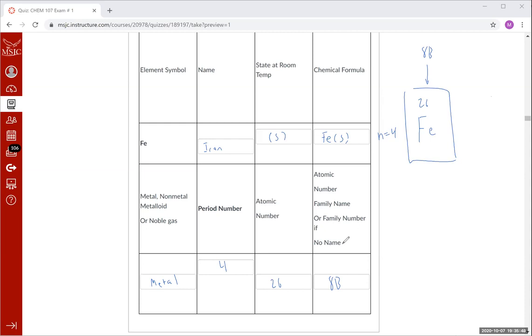I thought transition metals were family names. So transition metal refers to a region or block in the periodic table, while the group number or family name is more specific. It's the column number or name. Does that make sense? Yeah, I thought that was just the family name. Okay. No problem.